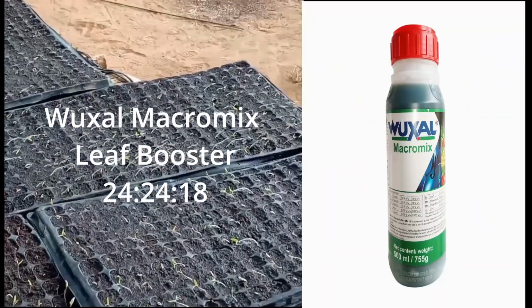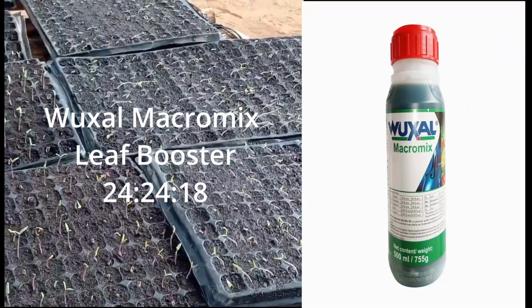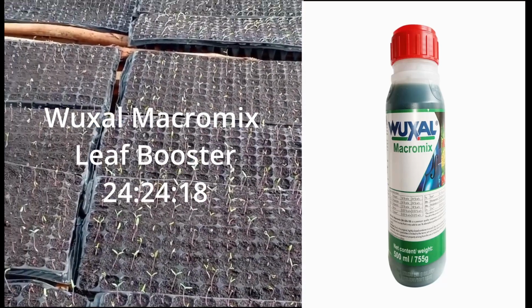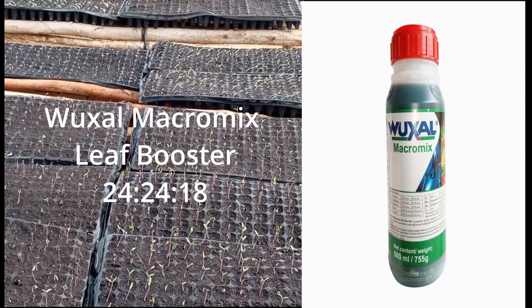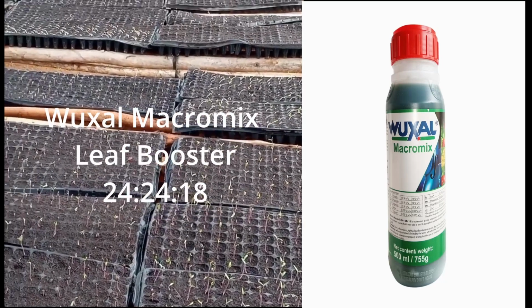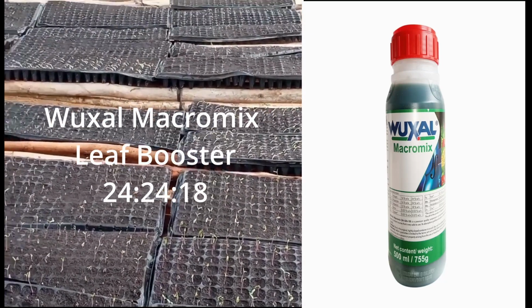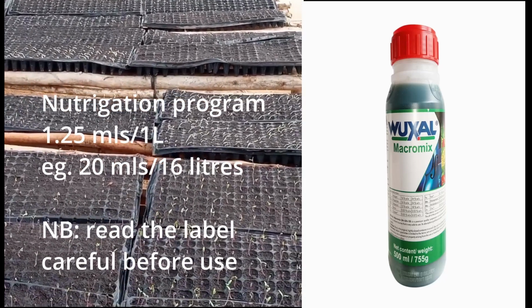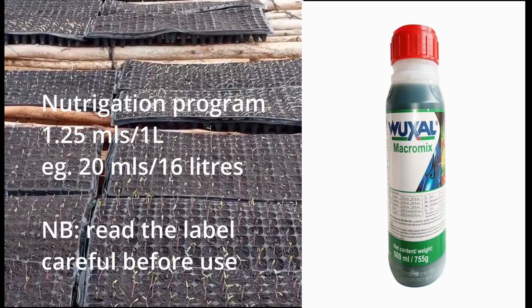When it comes to nutrition, here we apply a leaf booster. This one has the ratio of 24, 24, 18. This is NPK, a macro mix, the booster. And how do you apply this one? You can apply 1.25 mils per 1 liter of water.